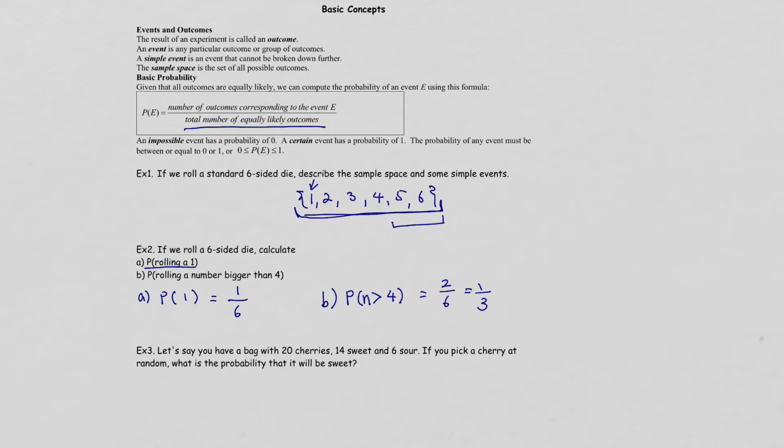What about the third one? Let's say you have a bag with 20 cherries, 14 sweet and 6 sour. If you pick a cherry at random, what is the probability that it will be sweet? So 20 is going to be the total, so that's going to be the denominator. And the one that you want to get is the sweet one, and you have 14 sweet. So it will be 14 out of 20 will be your probability. And when you reduce this, it will be 7/10.